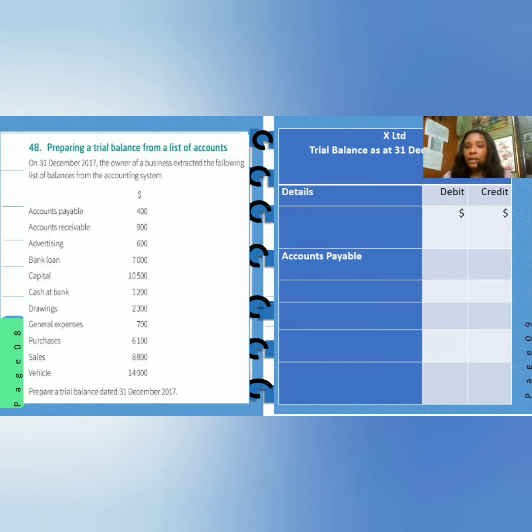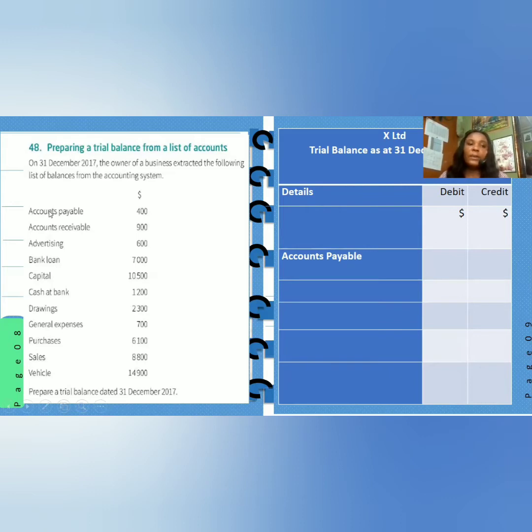So if you look on the screen right here, you will see the date, X Limited, because there was no name on the account, so I put X Limited there because I like to have names so I can know which company or which person this thing belongs to. Trial balance as at 31 December 2017. I have my details column. I have a column for your debit and a column for your credit. And if you have a journal, you'll put it in this book, in the journal, right?